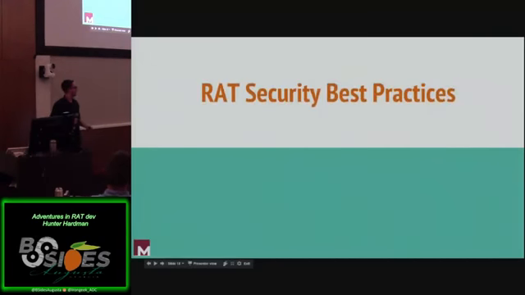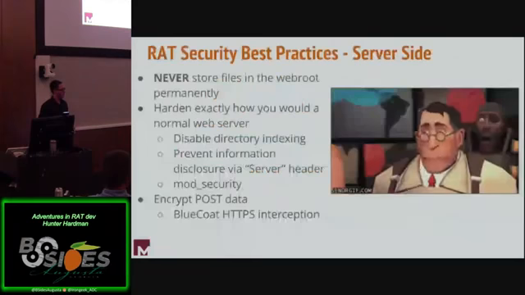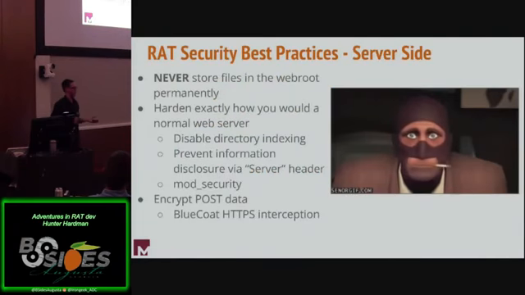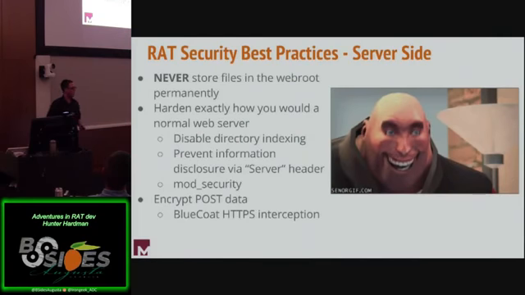So RAT security best practices. First off, server side, I would never store files in the web root permanently. I would harden a server exactly how I would a web server. So I'm going to disable directory indexing via .htaccess or Mosquito or something like that. I'm going to prevent information disclosure via the server header. I don't want to leak what version of Apache I'm running, as well as mod_security, which I mentioned above. Lastly, encrypting all POST data regardless of whether it's being sent over HTTPS, just because of the fact that Blue Coat has that HTTPS inspection.